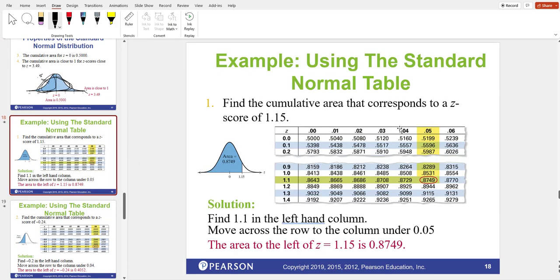All right, so let's go through a problem. I'll show you how to use the table first. We're going to find the cumulative area that corresponds to a z-score of 1.15. So I like to draw pictures. So here's a picture. I have 1.15 on the graph. And to find that in this table, this is called a z-table. So to read a z-table, the z is always 3 numbers.